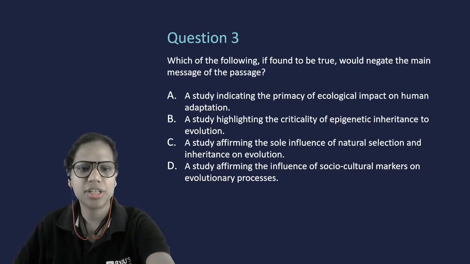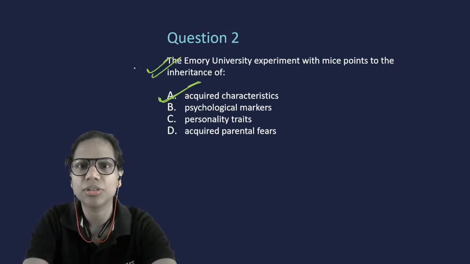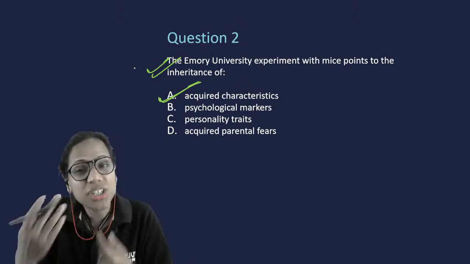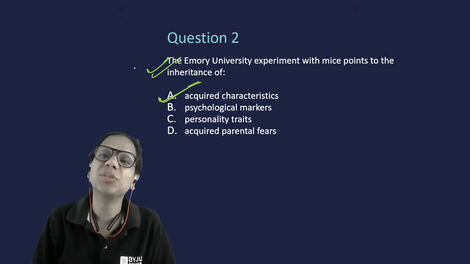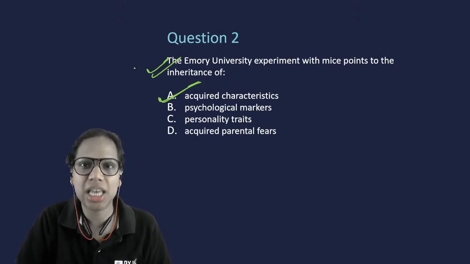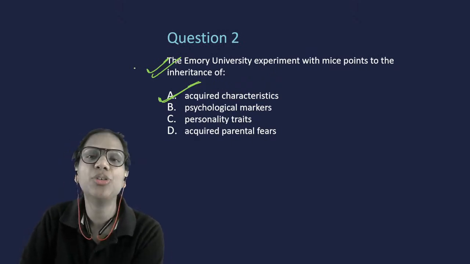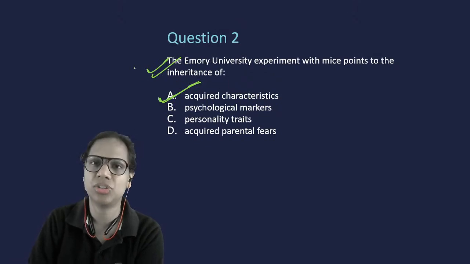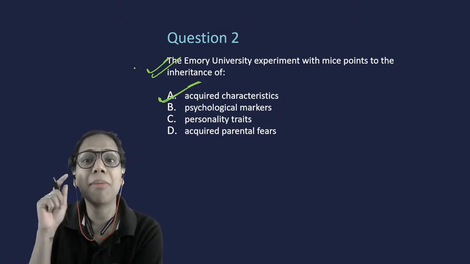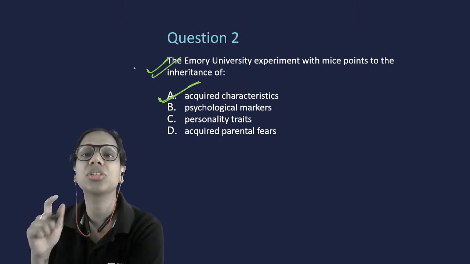Just a second. So there seems to be some confusion. Okay, so the traditional wisdom is that it is impossible. Traditionally, we believe that whatever we learn later in our lives and are not born with cannot be passed on to our future generations, to our offspring. That's the traditional wisdom. But the mice in Emory University showed the opposite.